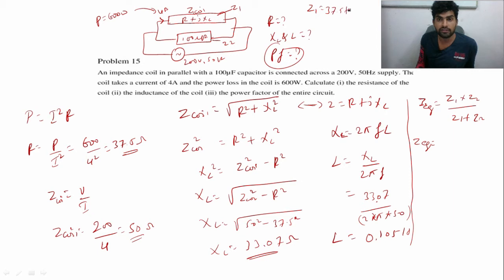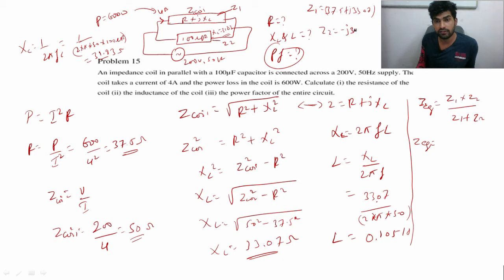Z1 is 37.5 R plus JXL. XL is how much? XL is 33.07. What about Z2? Z2 is equal to minus J XC. XC we don't know, we need to calculate XC now. XC is equal to 1 by 2 pi FC. Just substitute the value: 1 by 2 pi into 50 into 100 micro. So we will get the answer as XC is 31.83 ohm. So minus J 31.83.